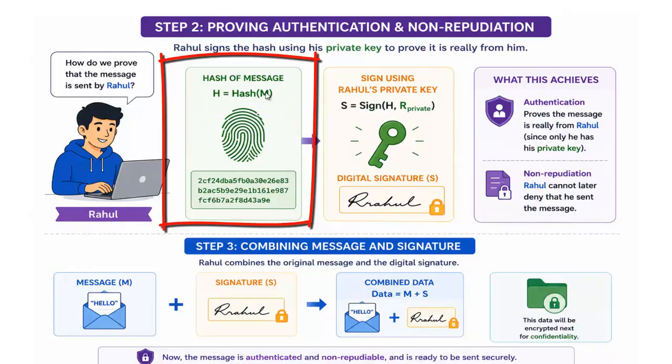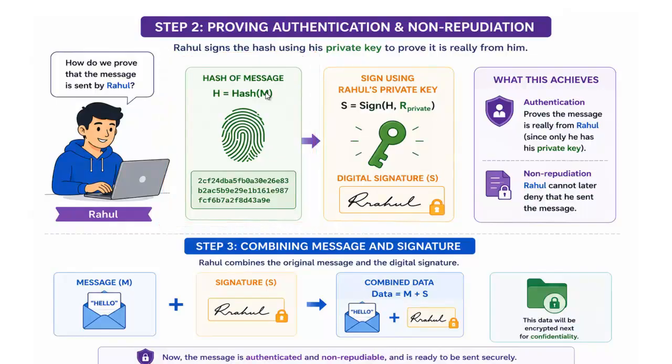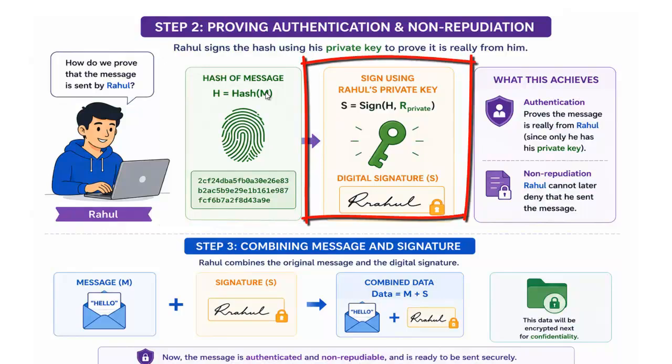Now we have the hash, right? Now the next question is, how do we prove that the message was originally sent by Rahul? For this, Rahul creates a digital signature using his private key, means using sender's private key, that you can see here. Sign(H, R private), where H is the hash value which we already generated, right? And R private is Rahul's private key. So here the hash created from the original message is signed using Rahul's private key. So please remember, the hash value created from the original message is signed using Rahul's private key.